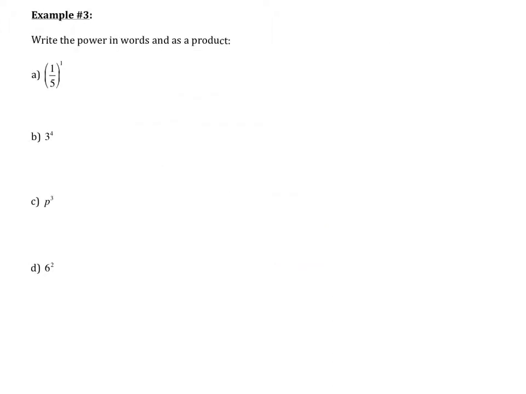So here's example number 3. It says write the power in words and as a product. First we have A, which is 1/5, and it's raised to the first power. So that would be written as 1/5 to the first power. As a product, that just means to write it as a multiplication problem. So 1/5 to the first power just means 1/5 one time. So this would just be equivalent to 1/5.